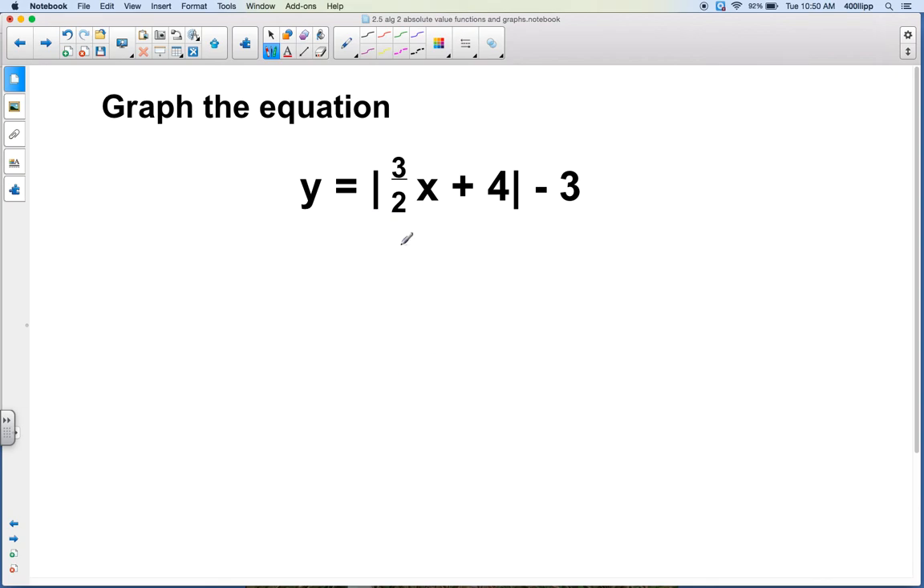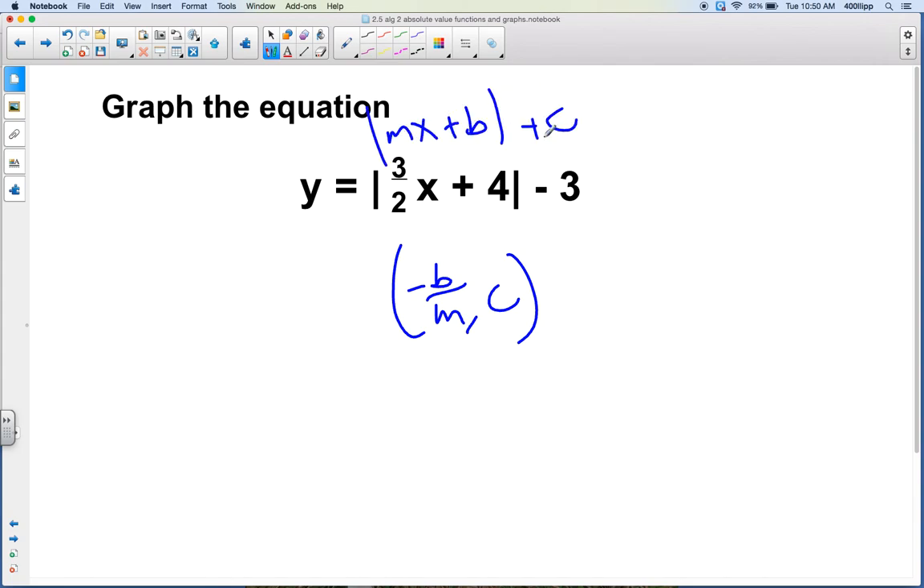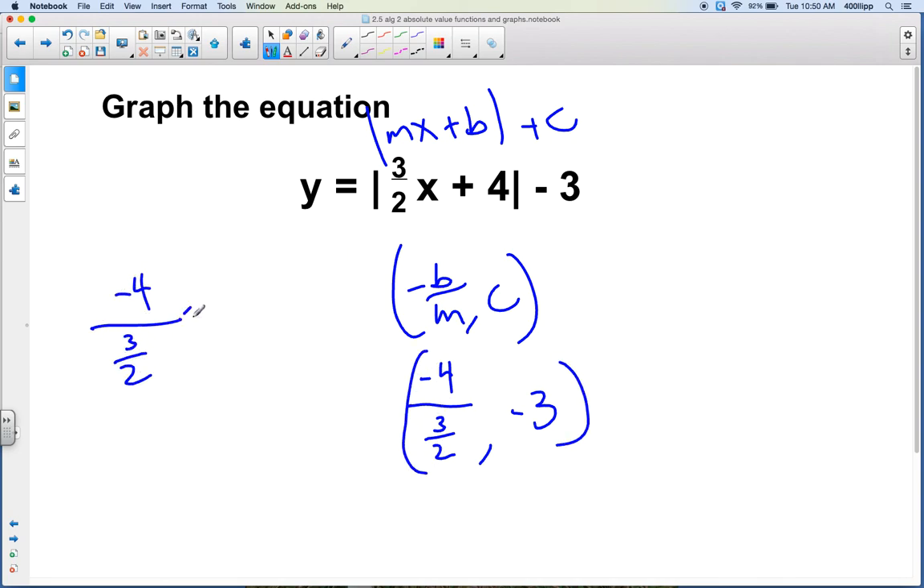Okay, so last one here, just to write down the vertex and how this would affect it. Wrapping it up, we'll use negative b over m comma c as our main thing for today. This is our mx plus b plus c. So I'll just write down the vertex for this one, and then you can try this equation and graphing it on your own. So you have negative 4 over m, your m is 3 over 2, comma, negative 3 for your c. So we know that when we are dividing by a fraction, we multiply by the reciprocal, which is 2 over 3 now.